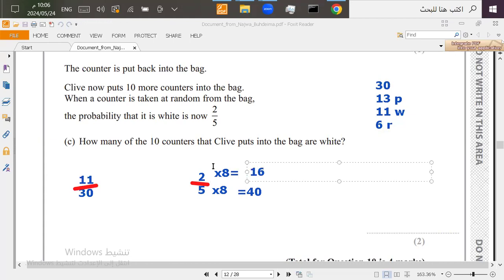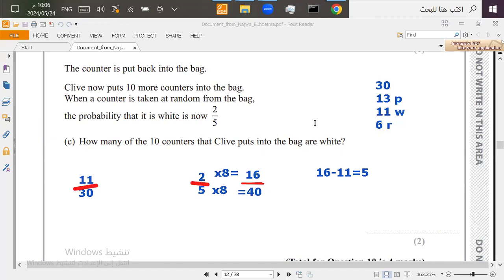So the probability of white will become 16 over 40. So we will have 16 white counters out of 40. Okay, let's make it that fraction. And we already have 11. Now we subtract 16 minus 11. And by that, we will know that he has to add 5 more counters.